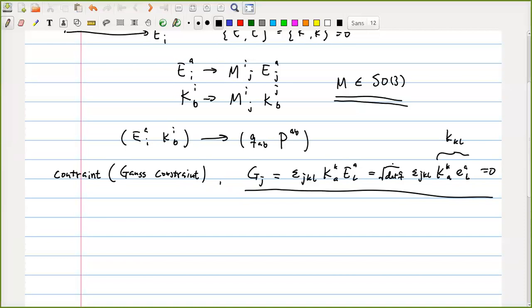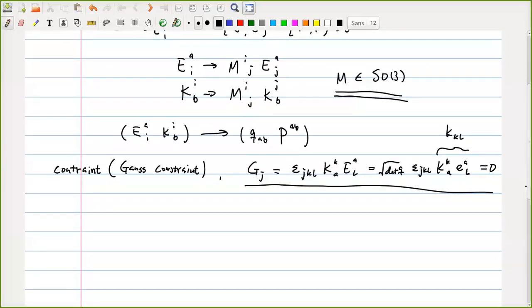So this G_j equals 0. This equation has no time derivative, so it's just a constraint, constraining your variable on each spatial slice. For the Gauss constraint, this is defined locally at every point. You can of course define the smeared constraint.